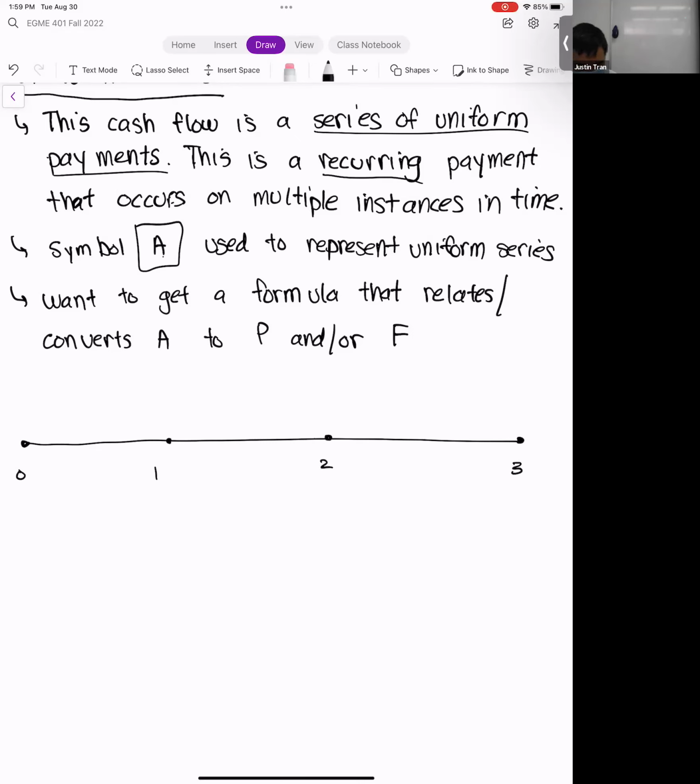So let me draw 3 here. And if we have a uniform series, what this means is that at the end of every time period, starting at time period 1, we're going to have a uniform payment, right? Okay. And so let's say that in this case, this A here could represent your paycheck, right? And so your paycheck at the end of every month, we can represent that as a uniform amount A.